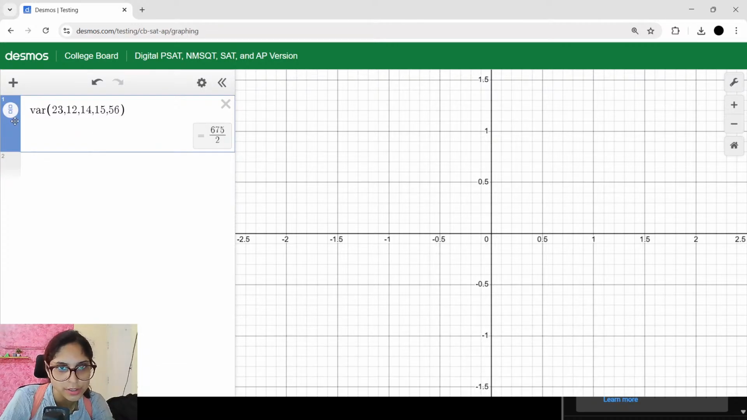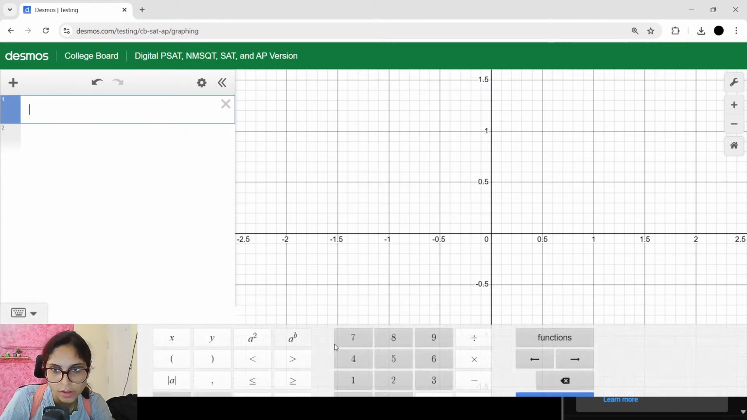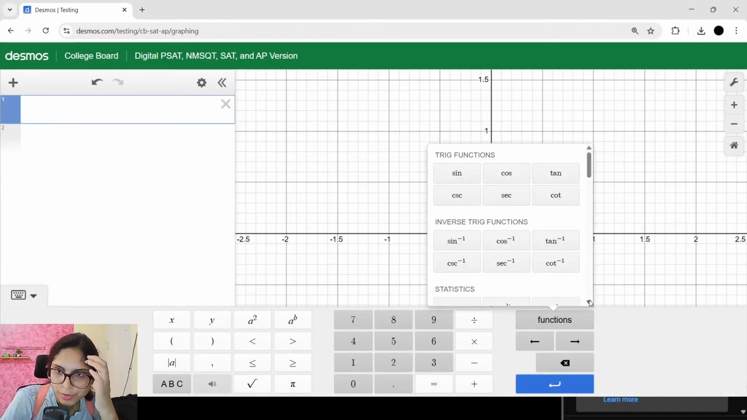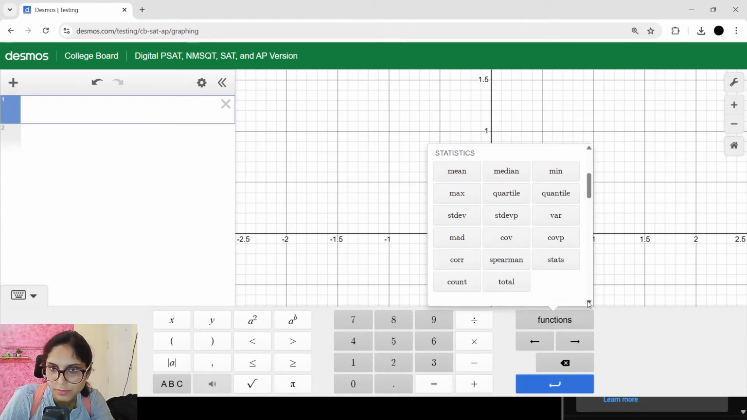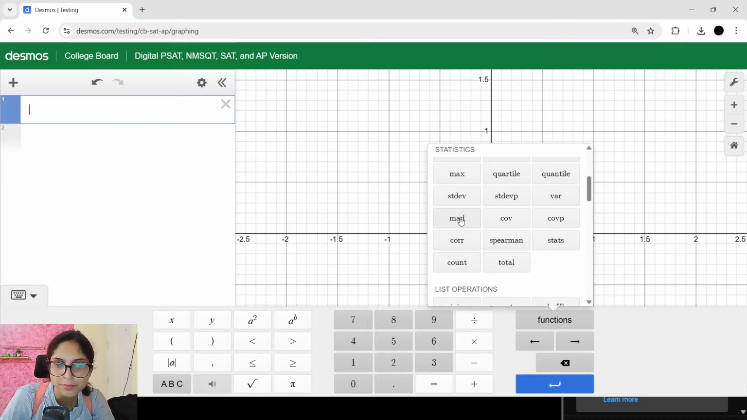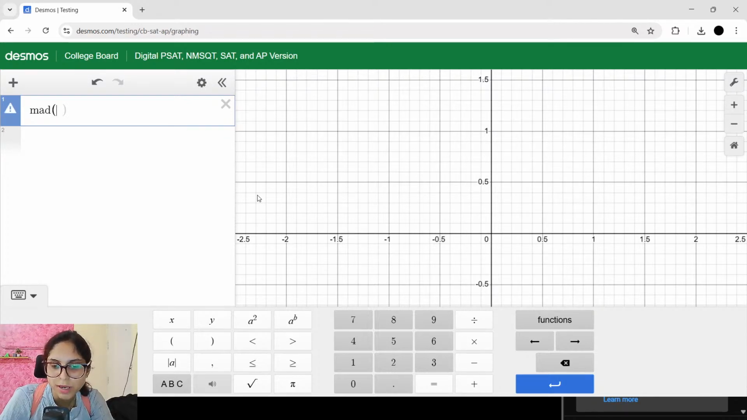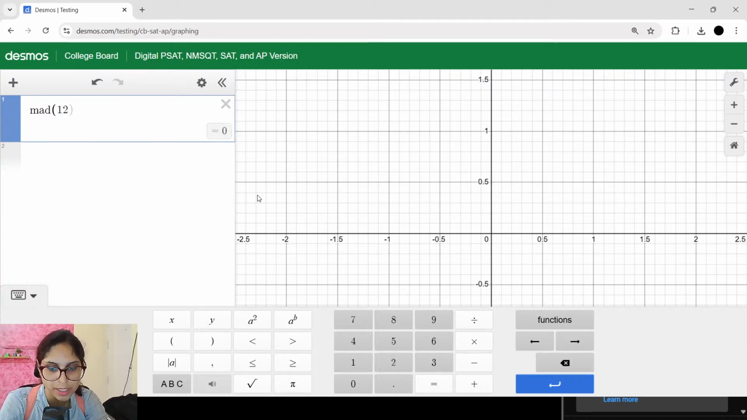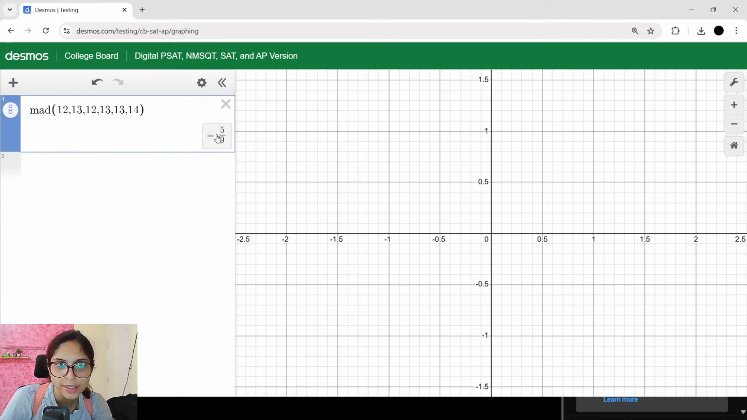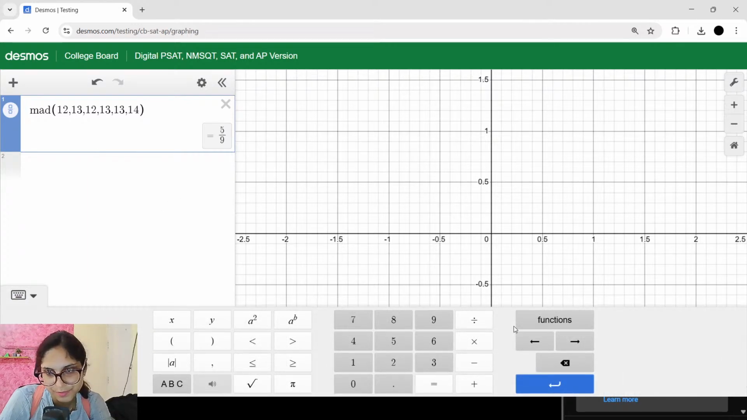And again, you can convert it into a fraction or a decimal. So you can type also. For example, if I just type VAR, and it has become variance function. Then MAD is your mean absolute deviation. So you can also find mean absolute deviation. Okay. And again, you can convert back to a fraction.